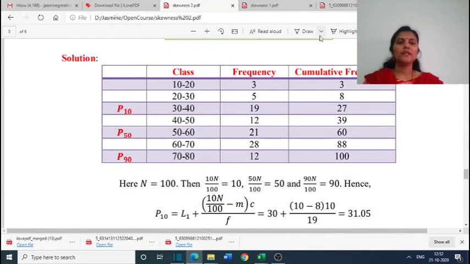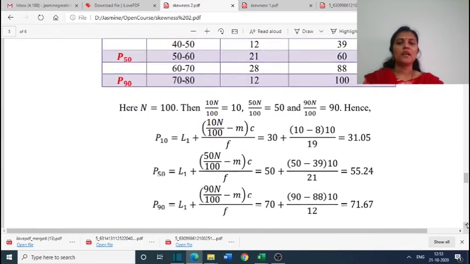First you have to find the cumulative frequency. So in the class 10-20, frequency is 3, cumulative frequency is 3. In the next class we add 3 plus 5, which is 8. Next 8 plus 19, 27. Next 27 plus 12, 39. Next 39 plus 21, 60. Next 60 plus 28, 88. 88 plus 12, 100. Hence n equal to 100, then 10n by 100 is equal to 10, 50n by 100 is equal to 50 and 90n by 100 is equal to 90.